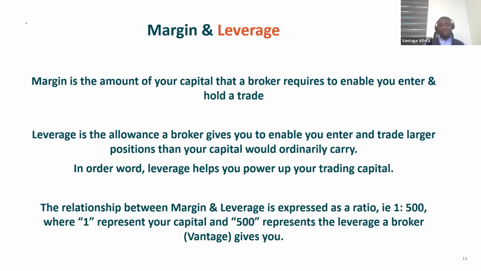So if you have $500 in your account and you're using 1 to 100 leverage, the trade you're able to take is smaller than the one you would take if you are using a leverage of 500. We said the relationship between margin and leverage is expressed as a ratio. You have 1 to 500. The 1 is the margin, 500 is the leverage. So on Vantage Markets, we have from 100 leverage all the way to 2000 leverage.